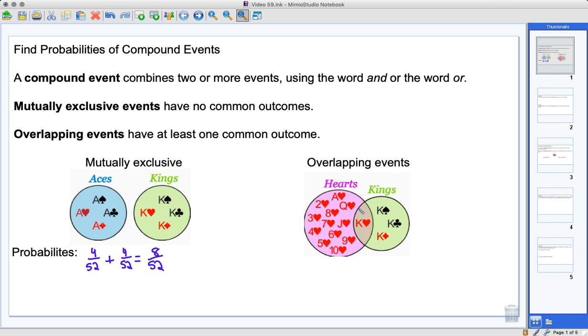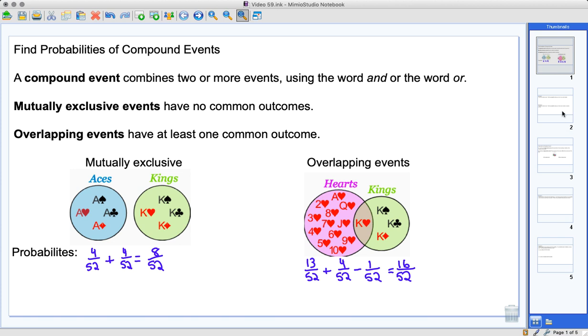So for overlapping events, we're going to start the same way. So probability of a heart is 13 out of 52, plus probability of a king is 4 out of 52. Now this time though, we have to subtract how many overlapping pieces we have, which is 1 out of 52. Okay. So 13 plus 4 is 17, minus 1 is 16. So 16 out of 52 would be my probability.